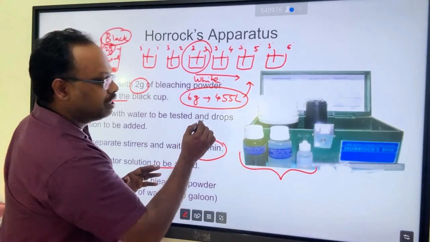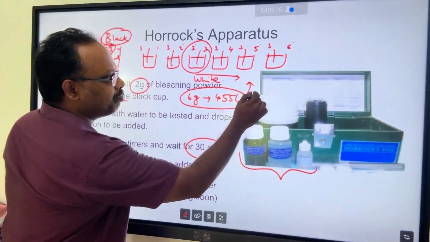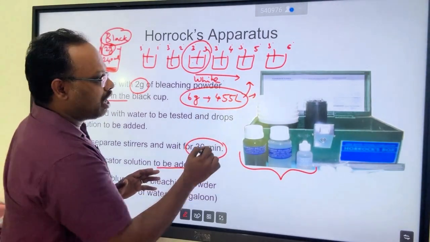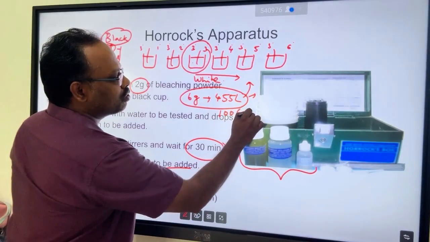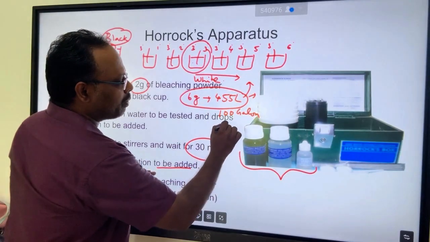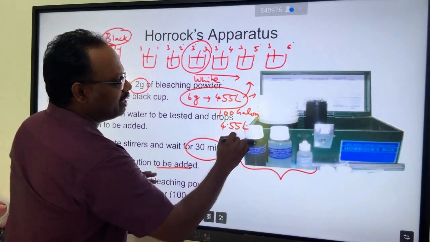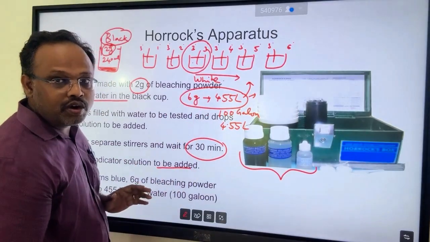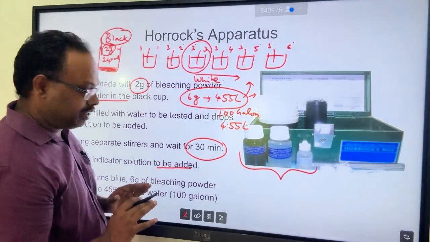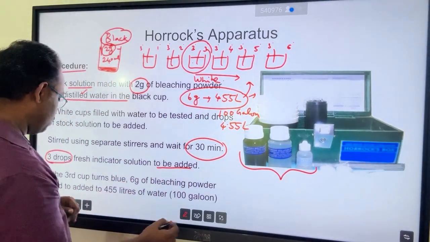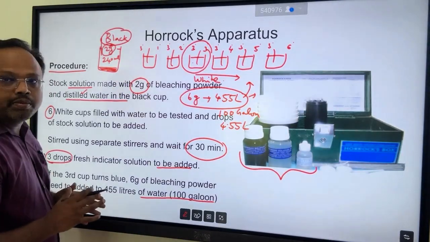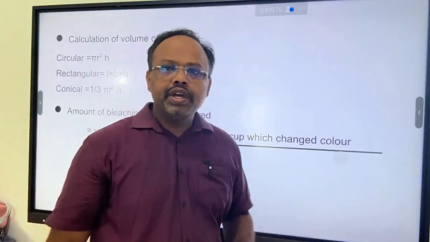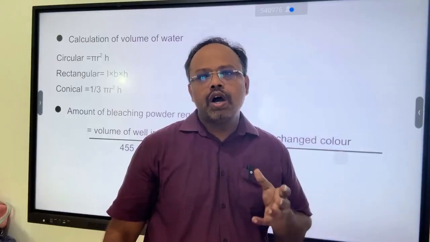This is a British-based instrument, and this calculation is for 100 gallons. One gallon is approximately 4.55 liters, so this calculation is for 455 liters of water, which is for the 100 gallons of water. If the third cup turns blue, we need to add 6 grams. So we are done with the concept of the Horrocks apparatus.